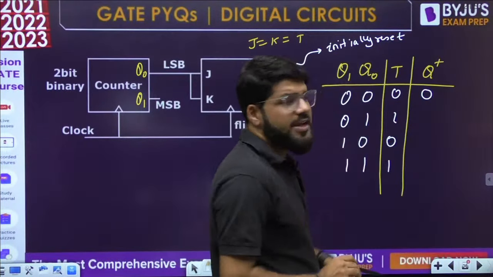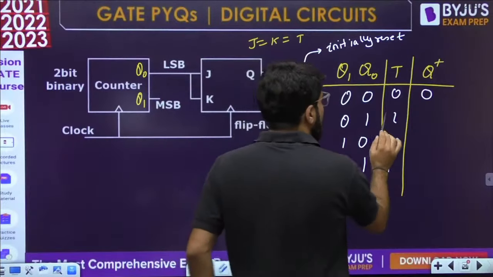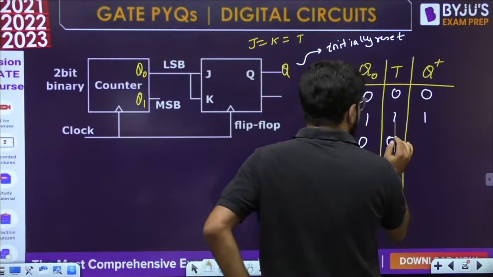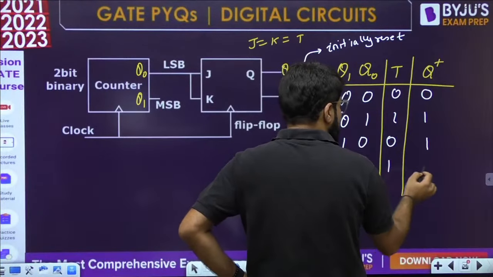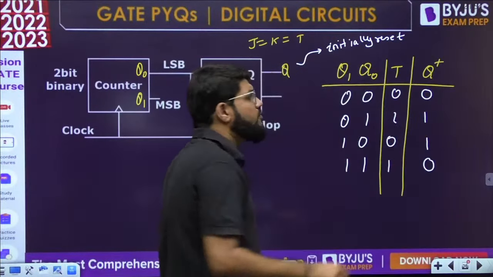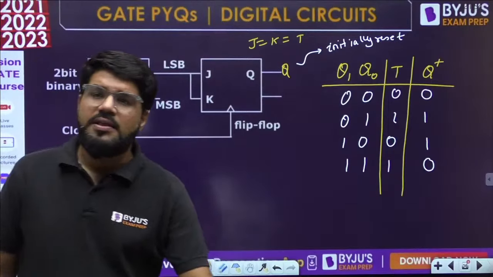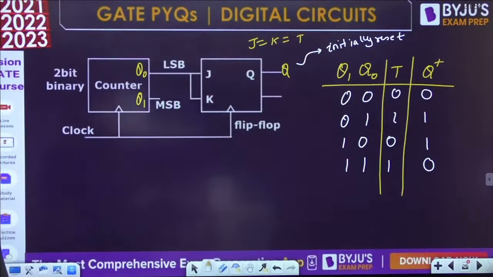But now whenever the T input is 1, the device will toggle. Toggle means it will become 1. Whenever the T input is 0, it will remain in the same state. Again, whenever the T input is 1, it will again toggle. So that is the pattern of the Q plus: 0110. And based on that, let me draw the waveform.